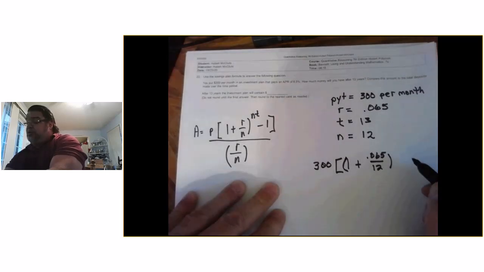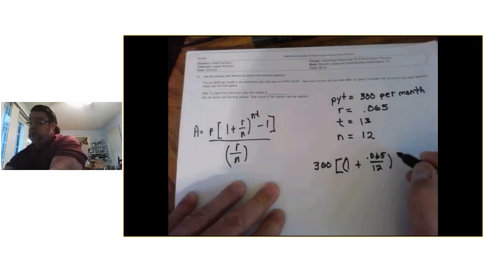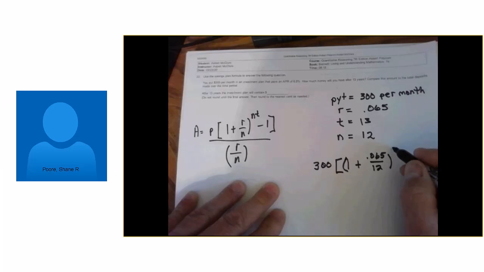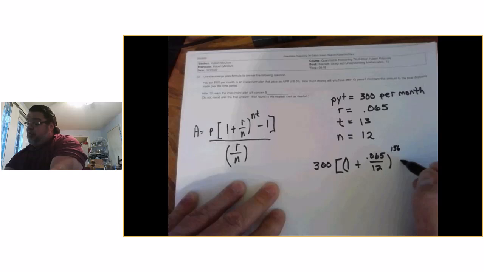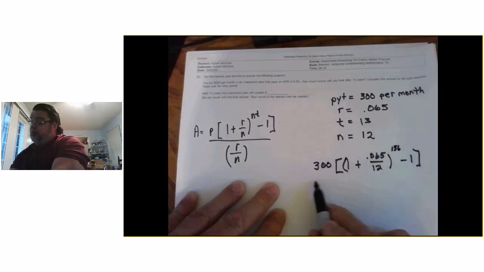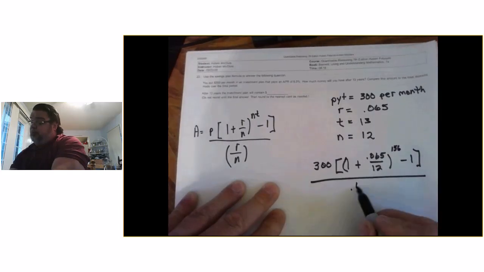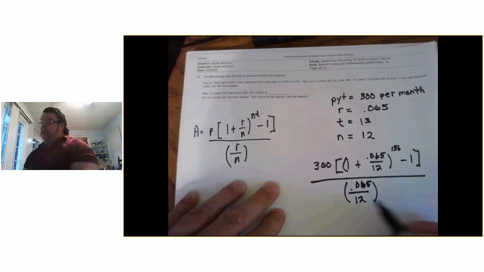Somebody check and tell me what 12 times 13 is. 156. Is it 156 or 157? 156. Okay, 156, minus 1, over 0.065 over 12. Now I want y'all to crank that out.